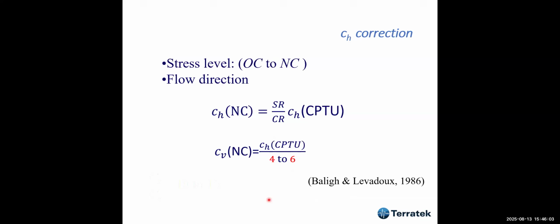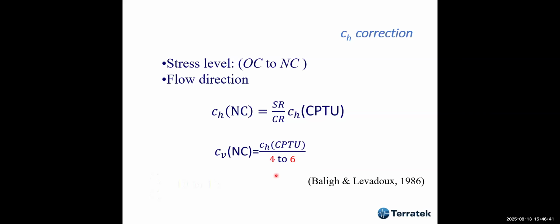The problem is this dissipation is in the horizontal direction, okay? And what we need in most cases is the vertical direction, and also the stress level in terms of numerical consolidation. And an idea of what to do was proposed by Berilli and Lavadu in 1986, in which they showed how to do this kind of correction, and they proposed this number up to 6.